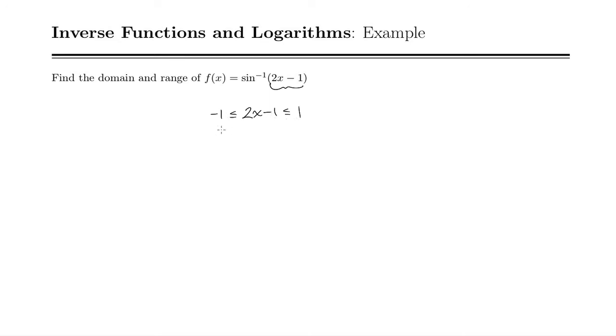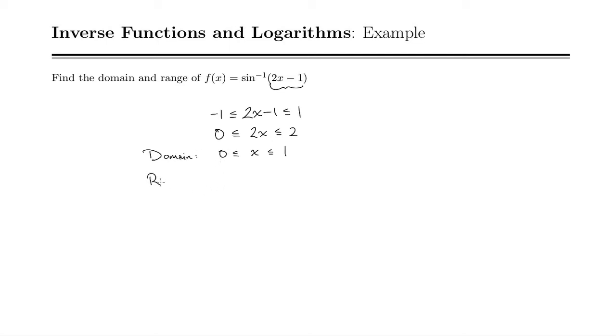So if we add 1 to each of these, we get 0 is less than or equal to 2x is less than or equal to 2. And then divide by 2, and we get 0 is less than or equal to x is less than or equal to 1. So there's our domain of this function.